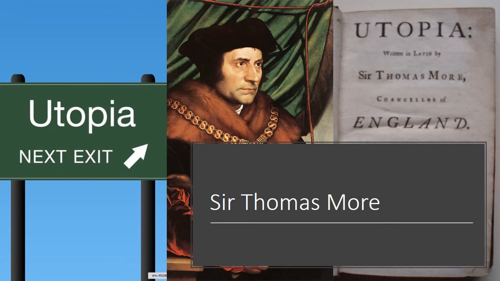Another great Northern Renaissance thinker, Sir Thomas More. Now, he was English, and in fact, he was an advisor to King Henry VIII. He wrote a book called Utopia. Now, utopia is a little bit of a play on words. It actually means no place. So, in a sense, no place is perfect. But Utopia was intended as a satire to sort of point out some of the flaws in English society.